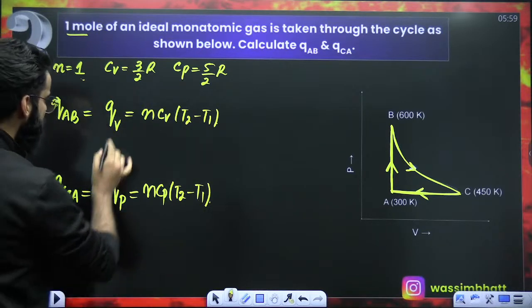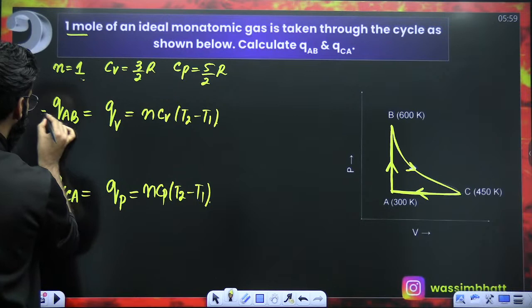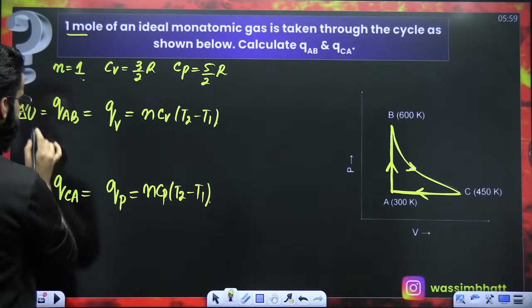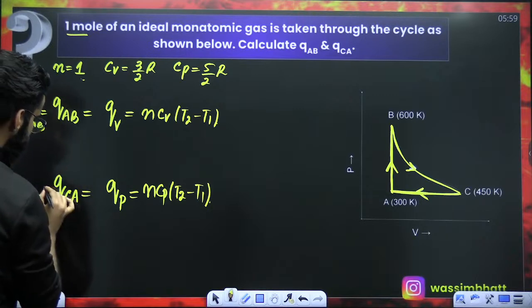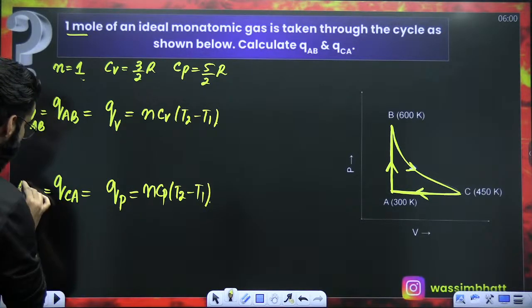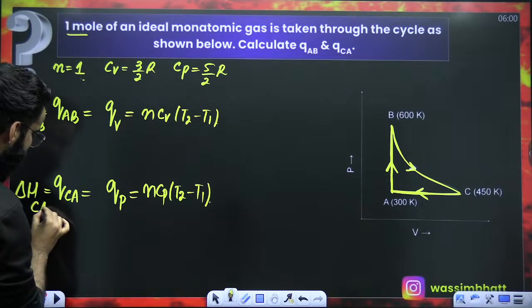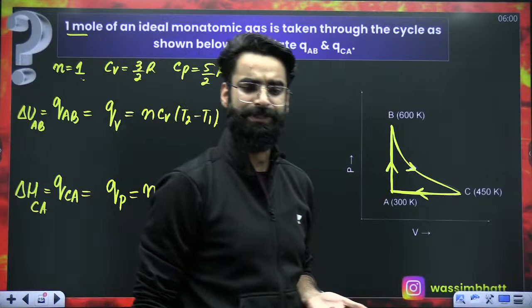Basically, I told you in the last session, heat absorbed or released by the gas at constant volume is basically delta U, right? So delta U for the process AB. Similarly, QP is basically delta H, the heat absorbed or released by the gas at constant pressure. And delta H for the ideal gas is nothing but nCP delta T.